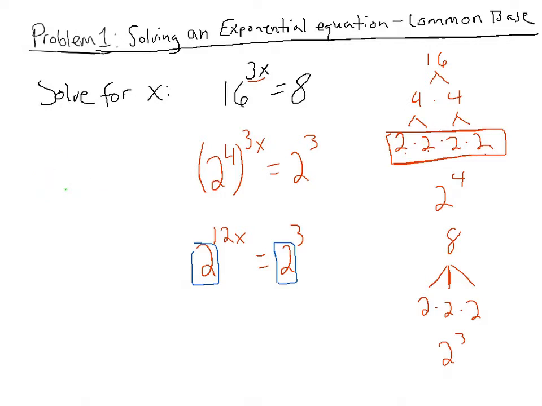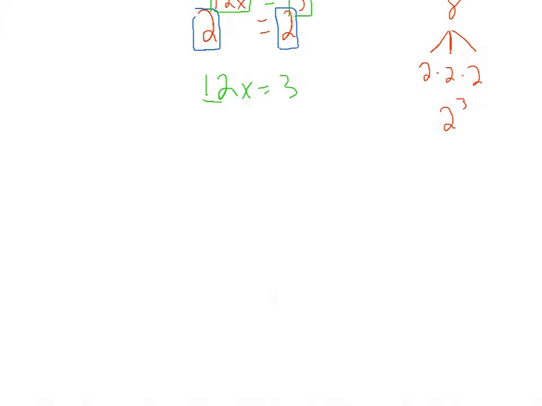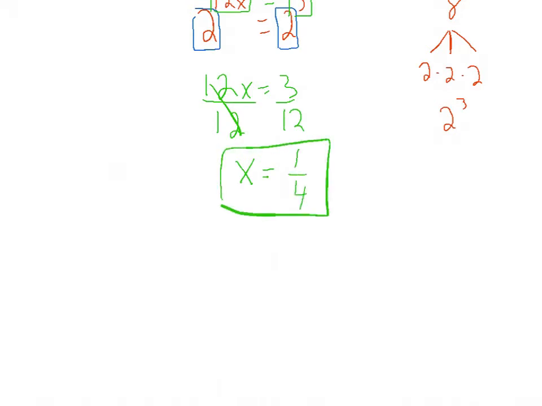So now, if we come back to our equation, we can set these exponents equal to each other. So we have 12x and 3, and we can say those are equal to each other. So I'm going to have 12x is equal to 3. And then I'm going to solve for x like I would any other algebraic equation. So inverse operation of multiplication is division. 12 times x, we divide by the 12, and we get x is equal to 3 over 12, which will reduce to 1/4. And there's our solution.